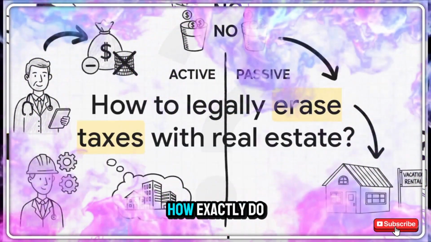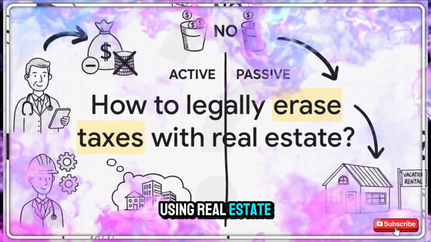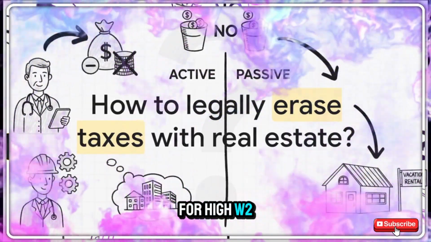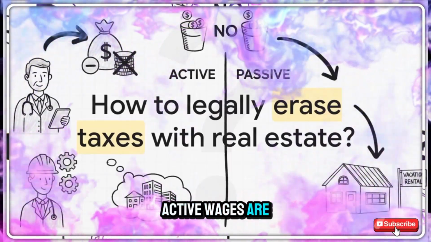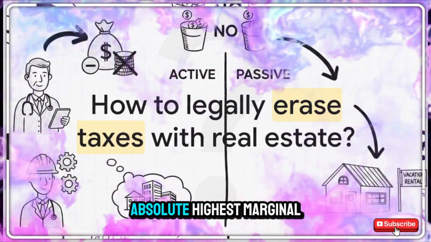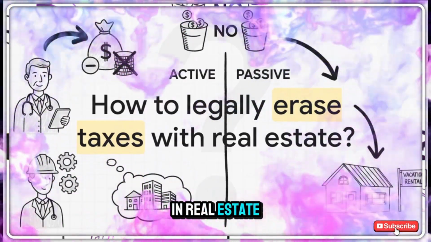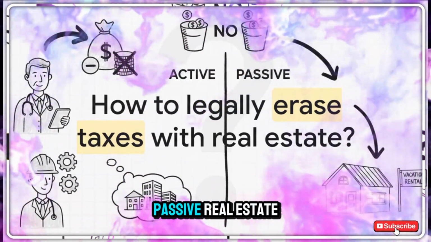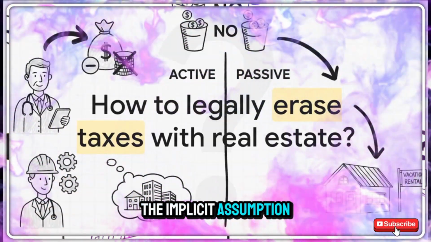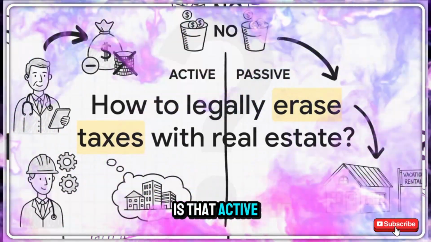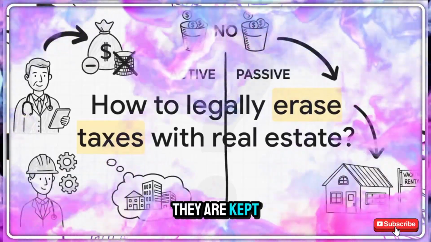So you might be wondering, how exactly do high-income earners legally erase their active tax liabilities using real estate? Well, the core problem for high W-2 and 1099 earners, doctors, consultants, engineers, is that your active wages are heavily taxed, usually at the absolute highest marginal rates. Now, the classic advice you always hear is to invest in real estate, right? But here's the catch. Standard passive real estate losses are legally restricted from offsetting your active income. The implicit assumption baked right into the tax code is that active wages and passive investments live in two entirely distinct universes. They are kept strictly separated.